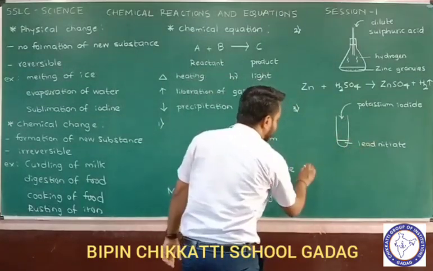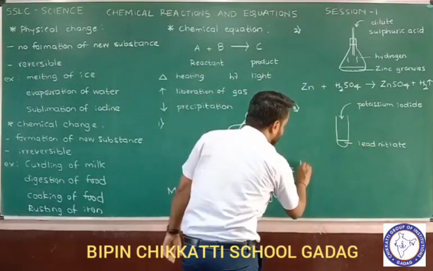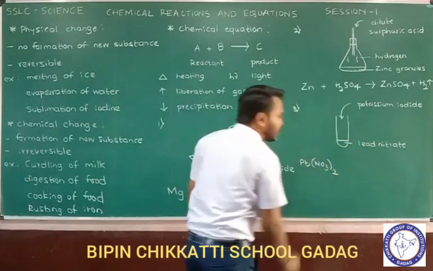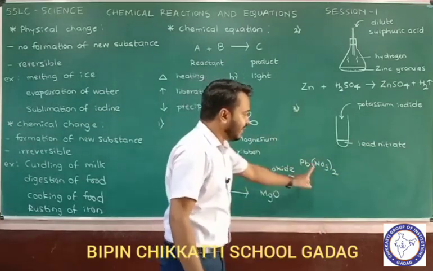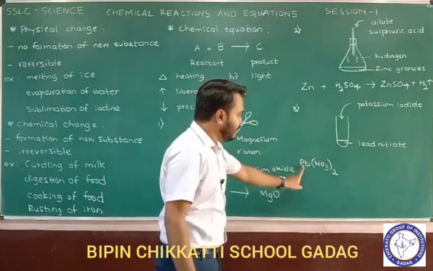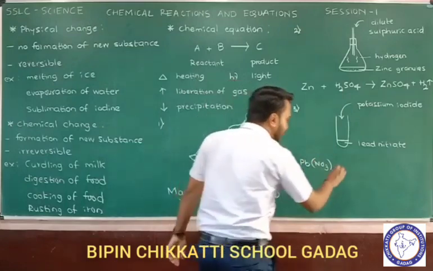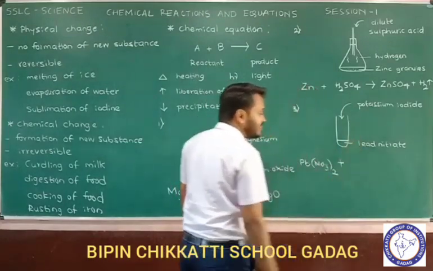Lead nitrate, the formula we are going to write. So lead nitrate, Pb(NO3)2. Pb stands for lead, NO3 minus is nitrate. For Pb the valence will be 2 plus, therefore Pb(NO3)2, lead nitrate. That reacts with the potassium iodide.